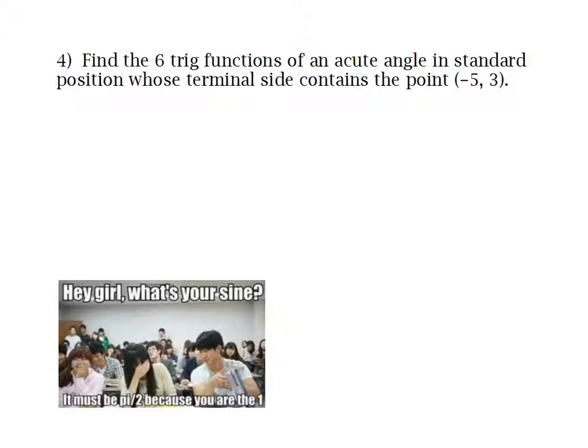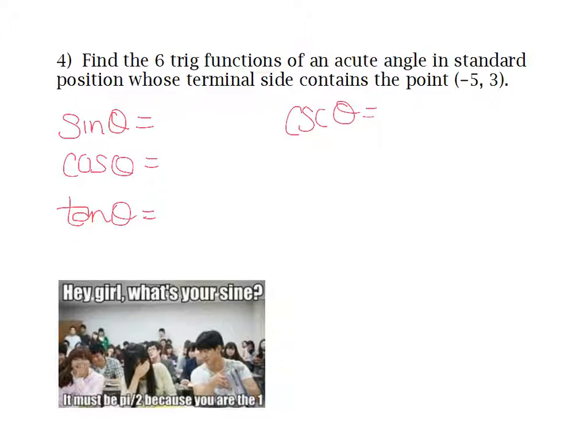Let's try one here. Find the 6 trig functions of an acute angle in standard position whose terminal side contains the point -5, 3. I have to find all 6 trig functions. I'm going to be looking for the sine of theta, the cosine of theta, and the tangent of theta. But I'm also looking for the reciprocal functions, cosecant of theta, secant theta, and cotangent theta.